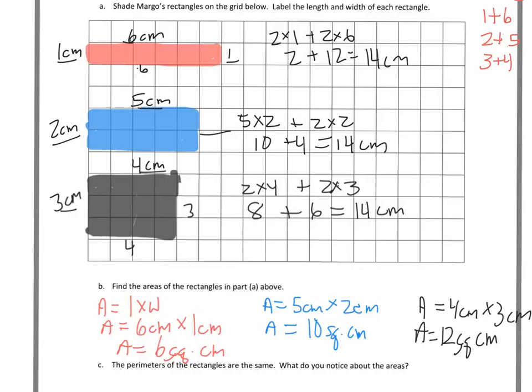Did that kind of quick there, but you're seeing in blue 5 and 2, 5 and 2, in red 6 and 1, 6 and 1, and then in black 4 and 3, and there's my 4 and 3. Let's take a look at the next part.